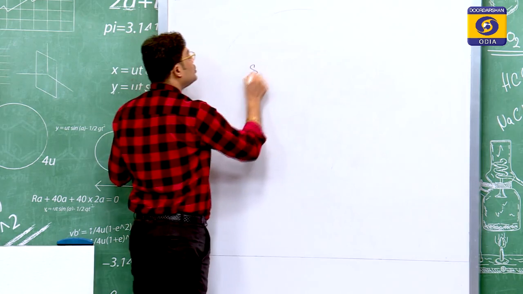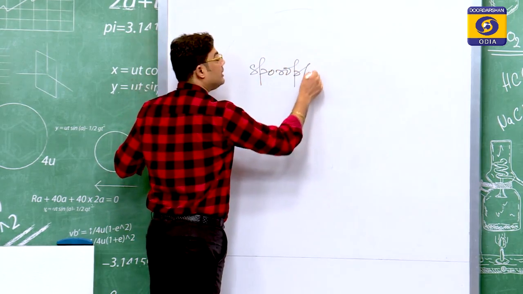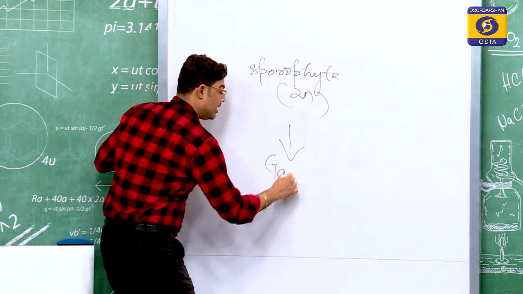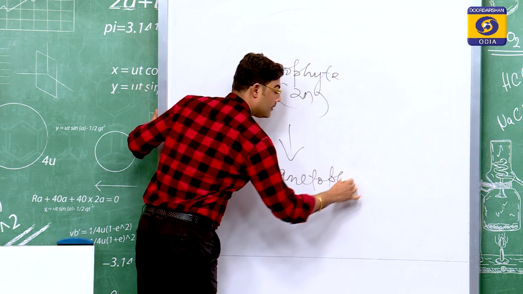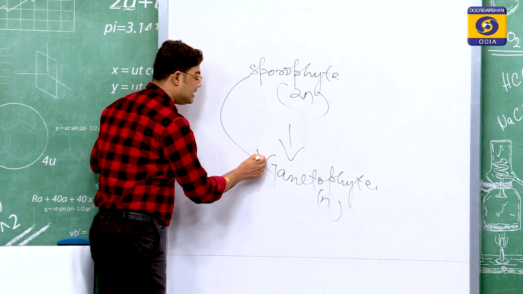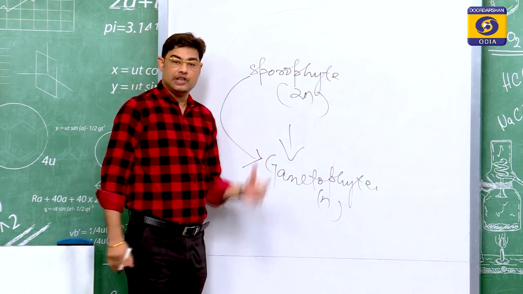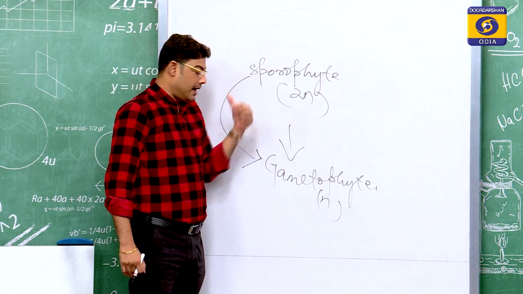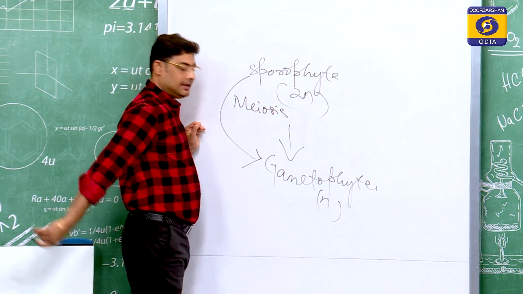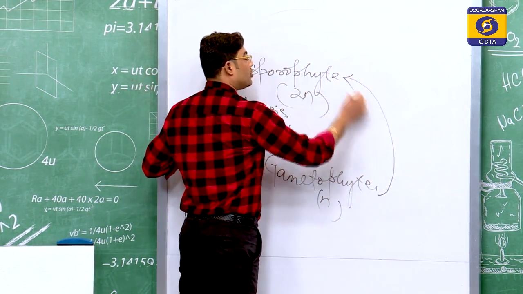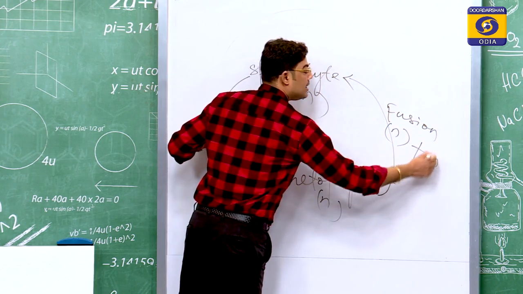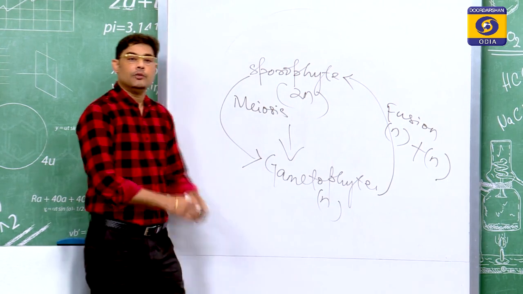Now, the change from the sporophyte, that is diploid, to the gametophyte, that is haploid, requires meiosis or reduction division. And again, from gametophyte to sporophyte, the fusion of gametes, that is male gamete and female gamete, is required.